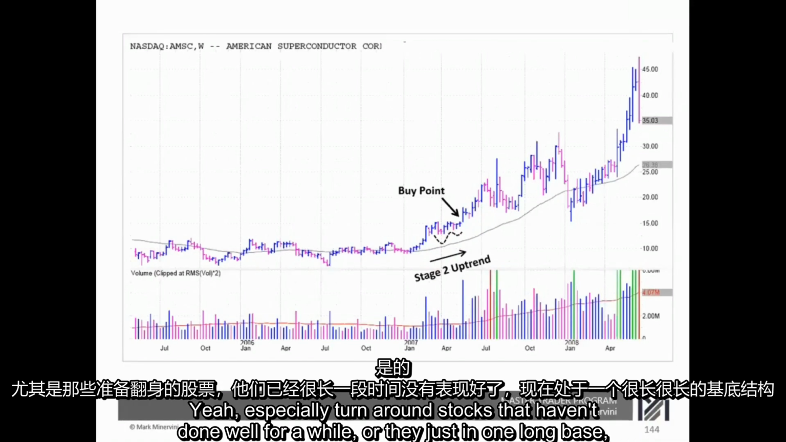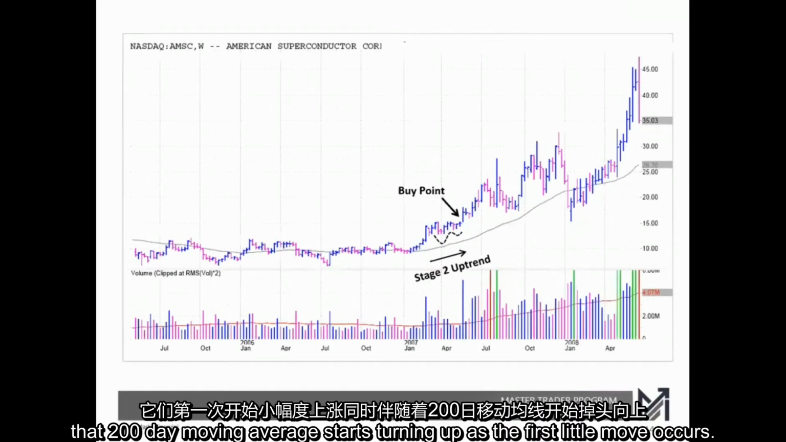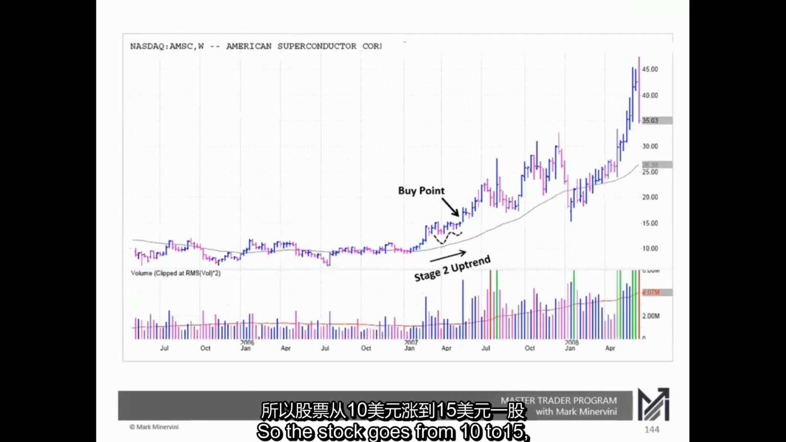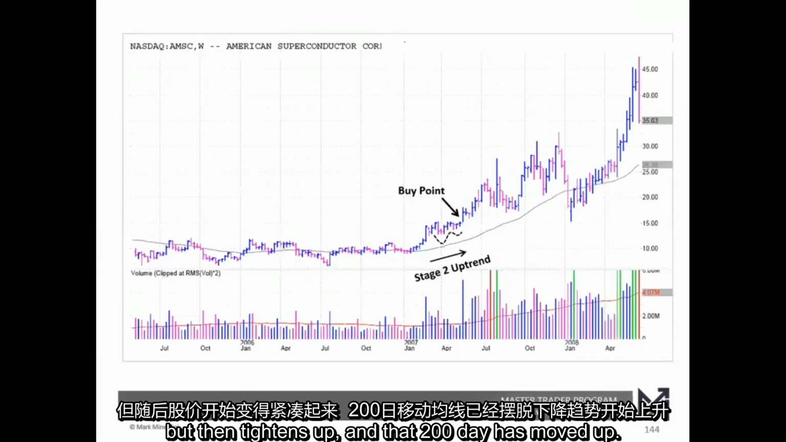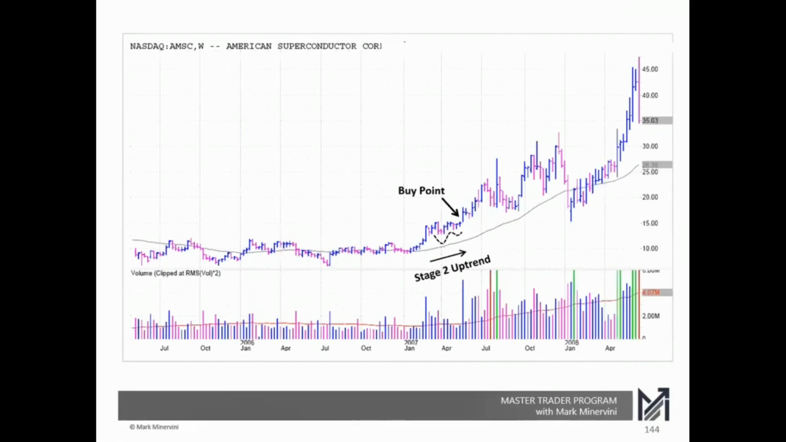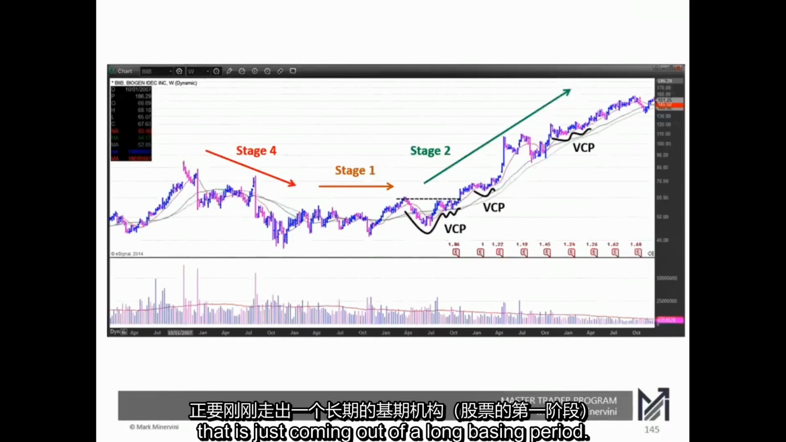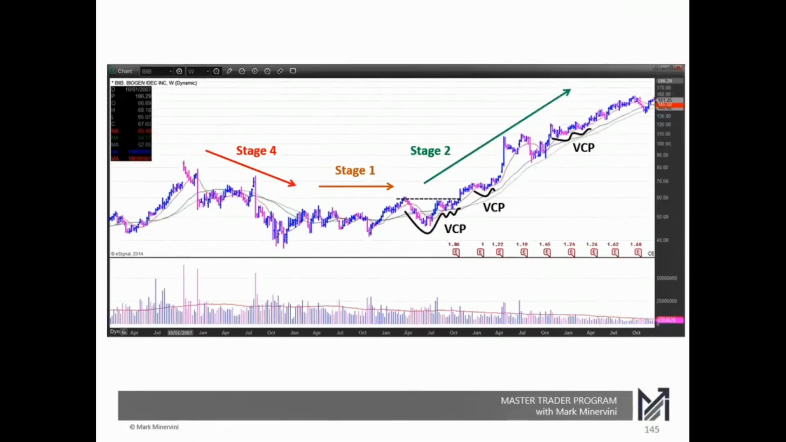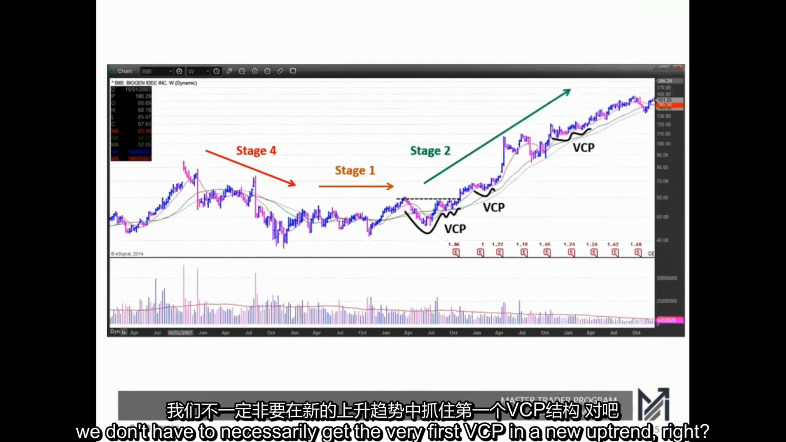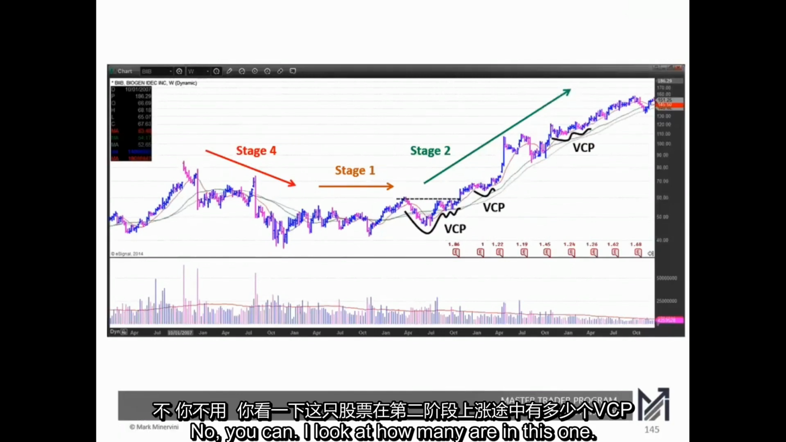Yeah, and especially turnaround stocks that haven't done well for a while, or they've just been in one long base. That 200-day moving average starts turning up as the first little move occurs. So the stock goes from 10 to 15. But then it tightens up, and that 200-day has moved up, and that's probably about the earliest buy point that you can get of a stock that is just coming out of a long basing period. Right, and Dave, as you said before, we don't have to necessarily get the very first VCP in a new uptrend, right? No, you can.